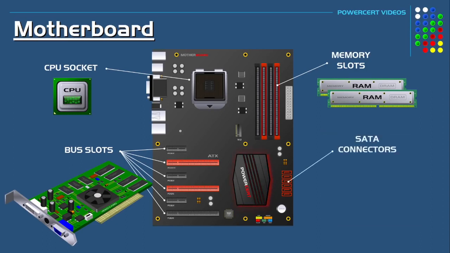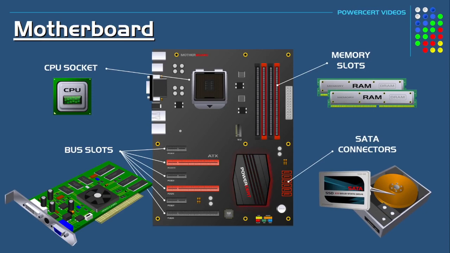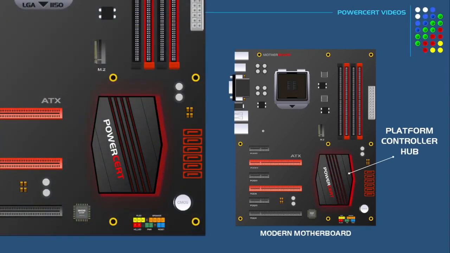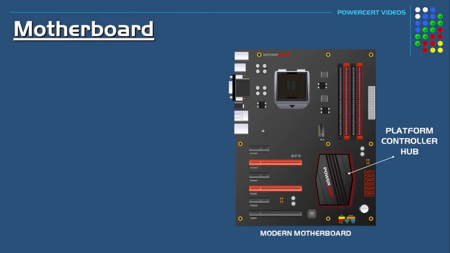Then there's also the SATA connectors, and this is where you would attach your storage devices, such as SSDs or hard drives. Motherboards will have several of these connectors, so you can attach multiple storage drives. And on some modern motherboards, you might find the M.2 slot, and this is a newer slot for attaching an M.2 solid-state drive. And also on modern motherboards, you'll also find the PCH, or Platform Controller Hub. And this hub is the latest chipset architecture by Intel that's replaced the older architecture.